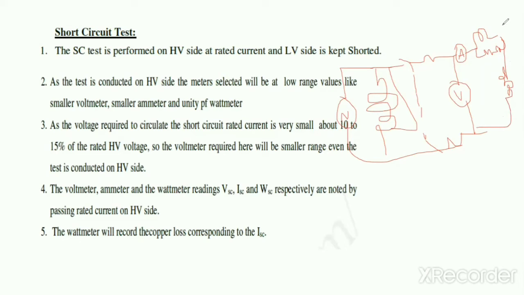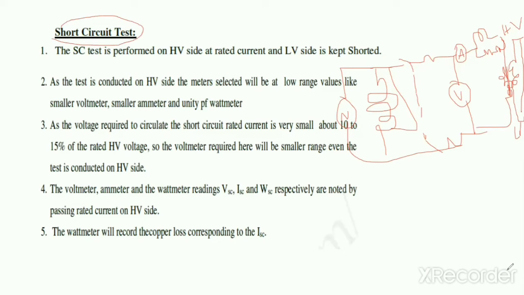This is the HV side of that transformer, and this is the LV side. Therefore the LV side is short circuited. Then this test is known as the short circuit test, because it is named after the short circuit.